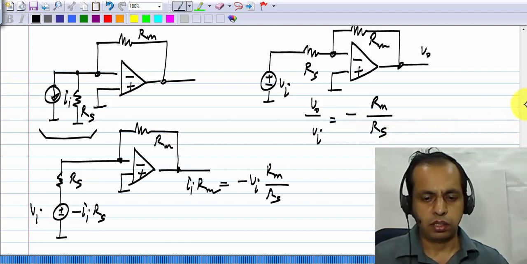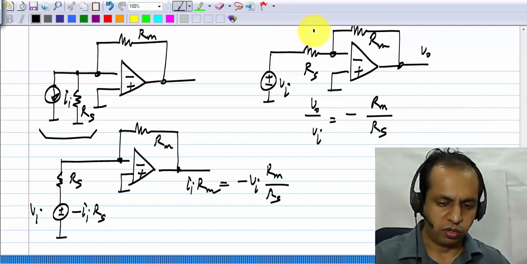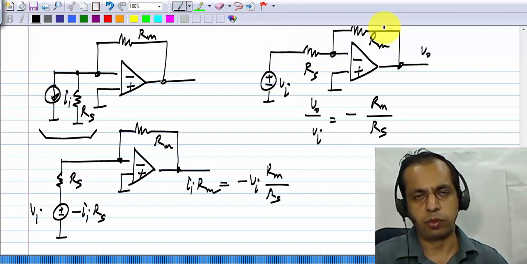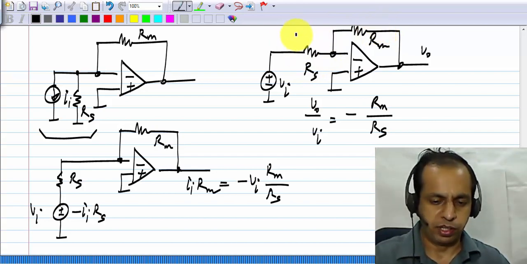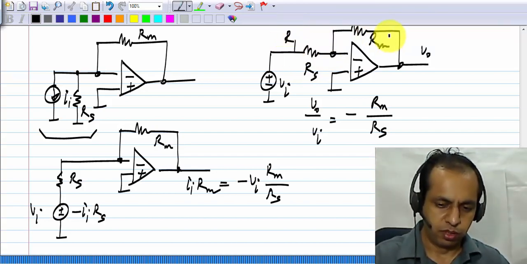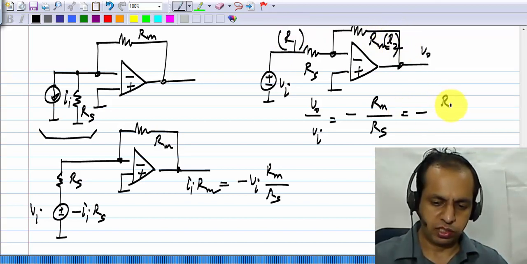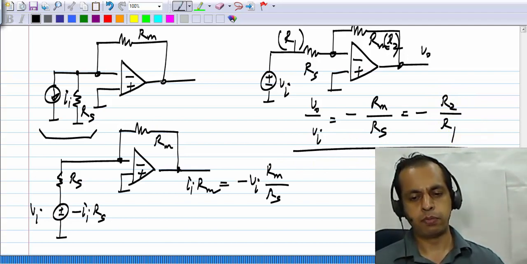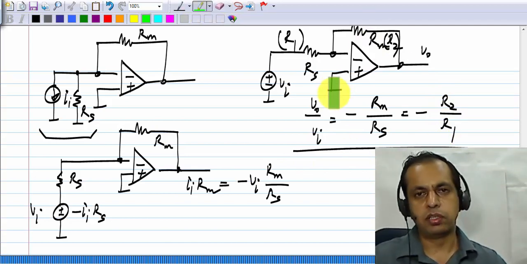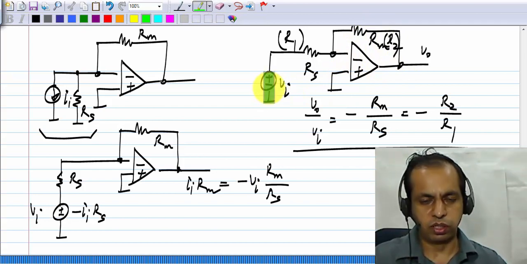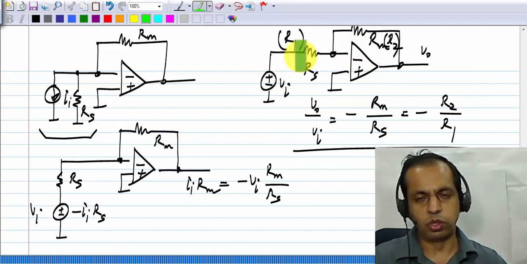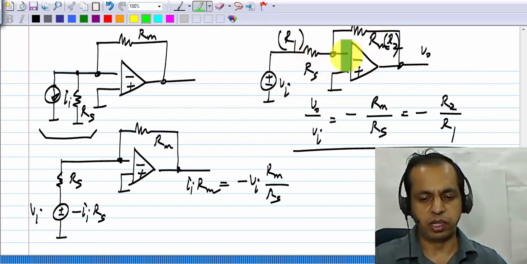Okay. Now, of course, usually these are not denoted Rm and Rs if you are not using them as a transimpedance amplifier. You just call them R1 and R2. In that case, they become minus R2 by R1. Okay. So this is nothing but a current controlled voltage source driven by a series combination of voltage source and a resistor. Okay, many times it's used like that.